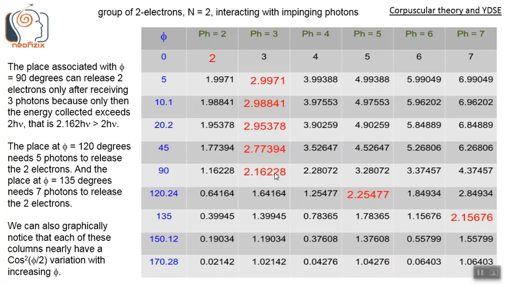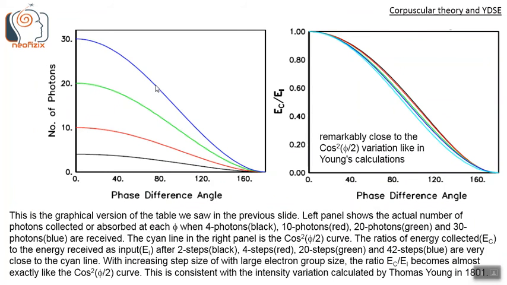We can also graphically notice that each of these columns, like the columns under photon number 3, 4, 5, and so on, nearly have a cos square phi by 2 variation. So this is phi, and the variation we observe on these columns is cos square phi by 2 with increasing phi. This is the graphical version of the table we saw in the previous slide.